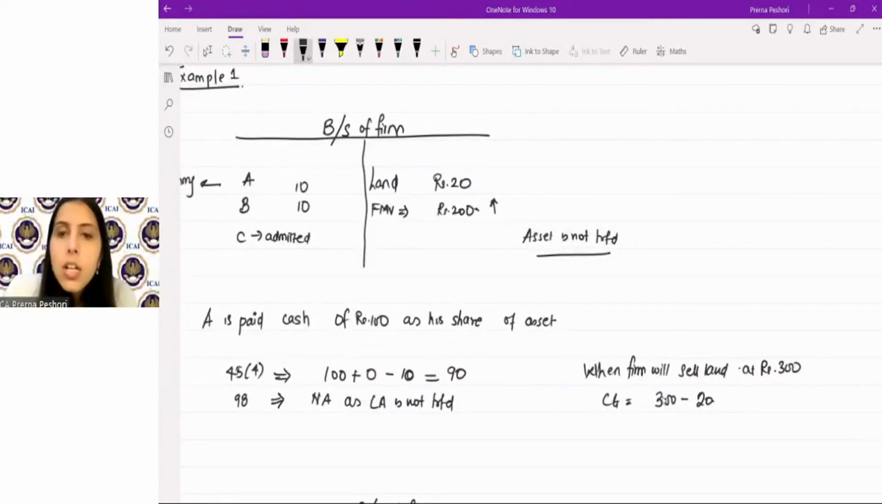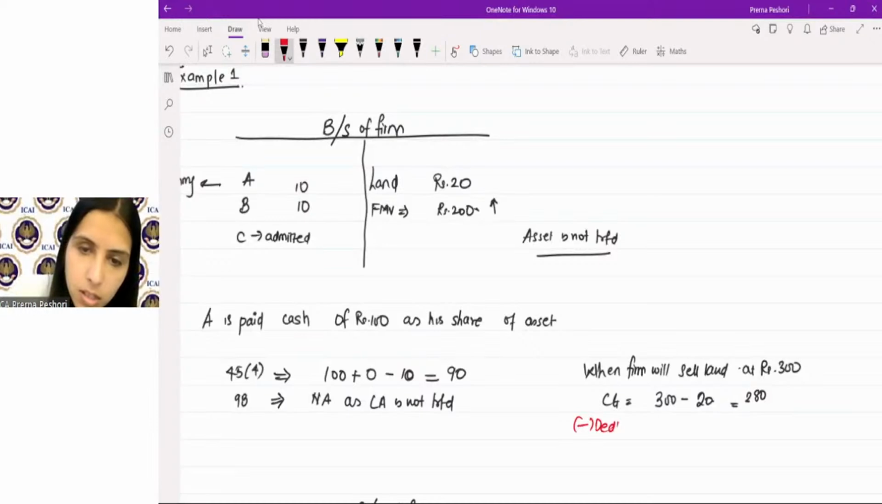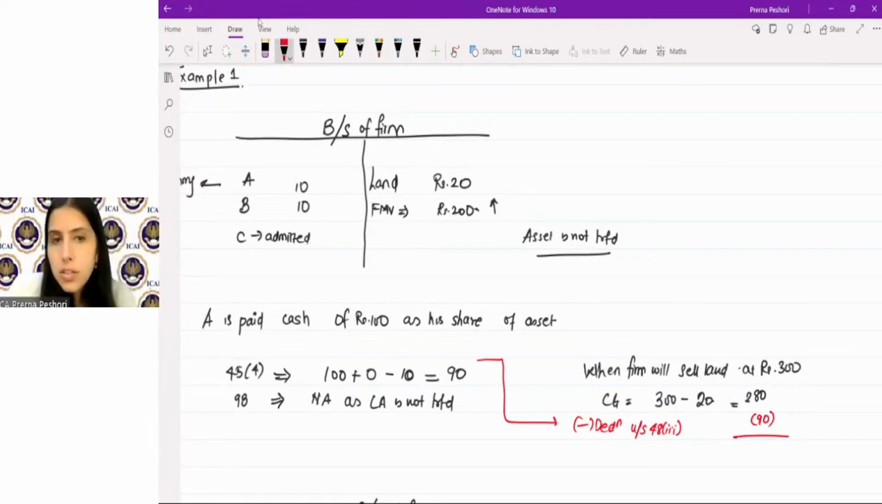or let's assume cost of acquisition 20. So capital gain will not be 280. My capital gain will be 280 minus deduction under 48(3), 90. So net capital gain is 190. Net capital gain is 190. Clear? So this is how you need to compute your deduction. Yes, Vinay, I would cover from the bare text only. Don't worry. Are we clear till now? Fine? Okay.